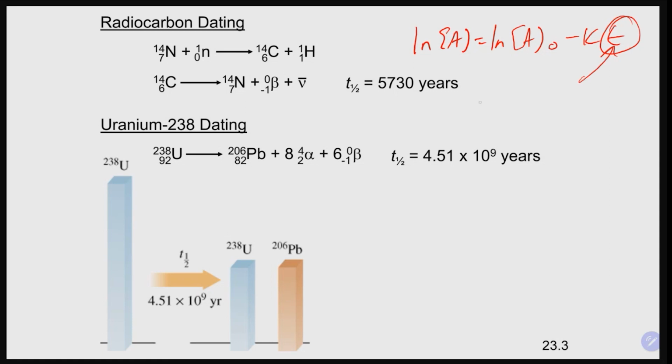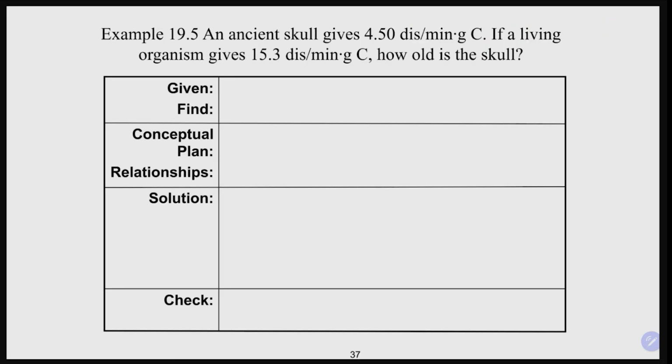Again, just like the previous problems, you will oftentimes be using these equations together, as you might be missing the K as well. So let's take a look at one here and talk about how to approach this. An ancient skull gives 4.5, and the units there are actually disintegrations per minute per gram of carbon. So it's a rate of radioactive decay that we're looking at. It's not Celsius there on the bottom or anything like that. It's disintegrations per minute per gram of carbon, which is a rate of radioactive decay.